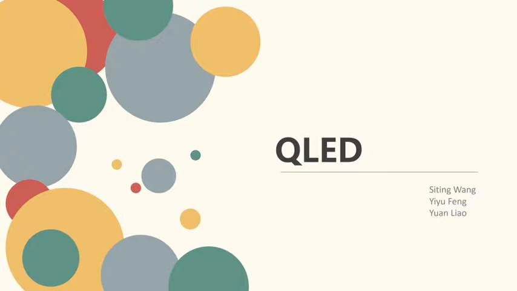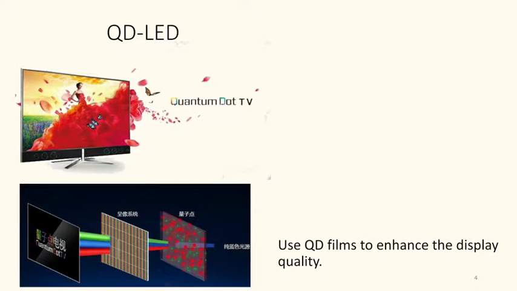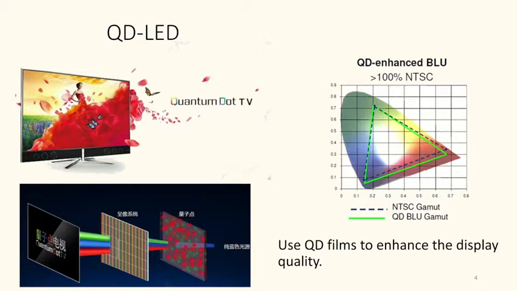Hi, our topic is QLED, quantum dot light emitting diode. You may have heard or not heard this before, but you may have seen some Samsung advertisements about brighter, sharper color of QD-LED. However, this technology is not a total renovation of the traditional LCD display. They use QD films to enhance the LCD display technology. The QD-enhanced LCD shows a wider color gamut of over 100% NTSC color standards.